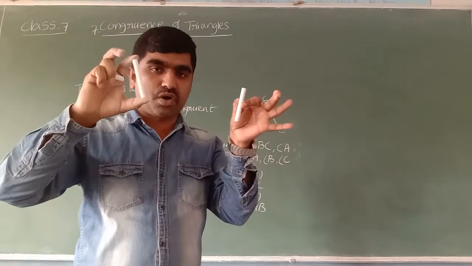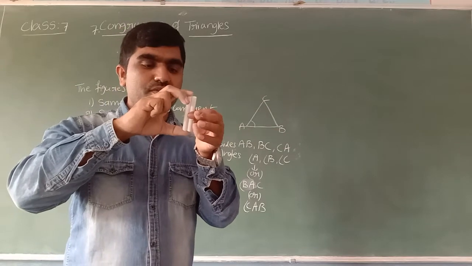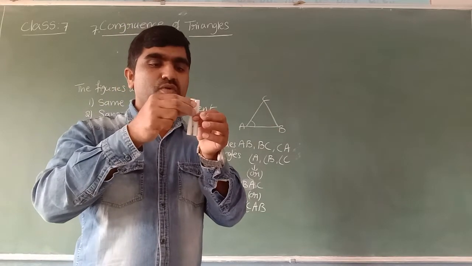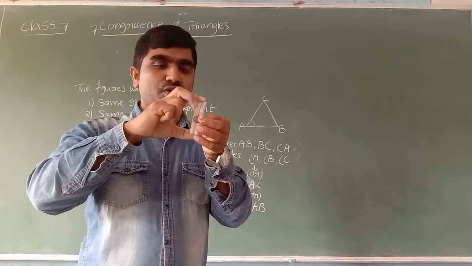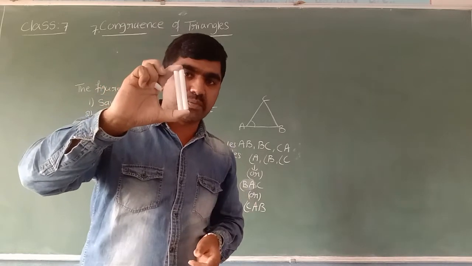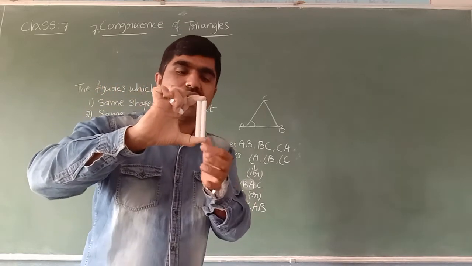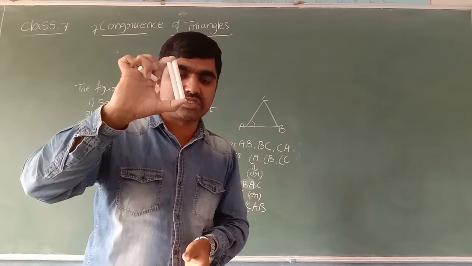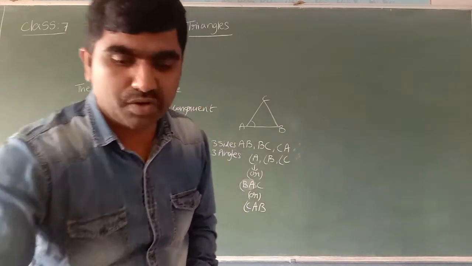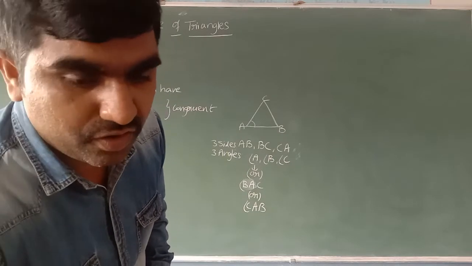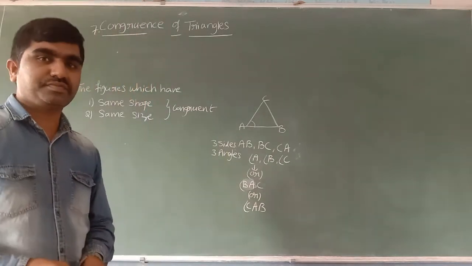Here I took two chalks, and now what can you say about these two? Yes, sir, both are called congruent. Both have the same shape, both are cylindrical, and both have the same size. Even these two are called congruent. What do we call them? Congruent. Hope you got some idea about congruent.